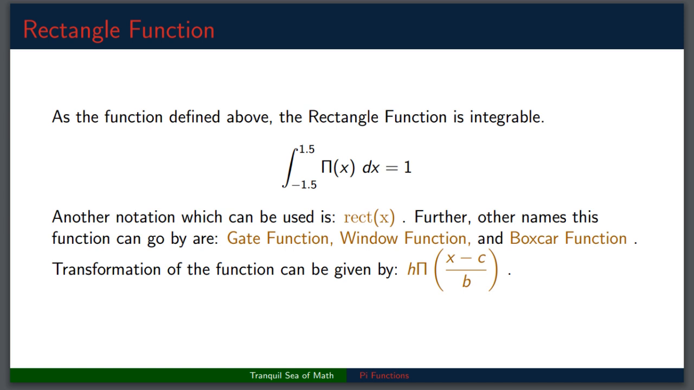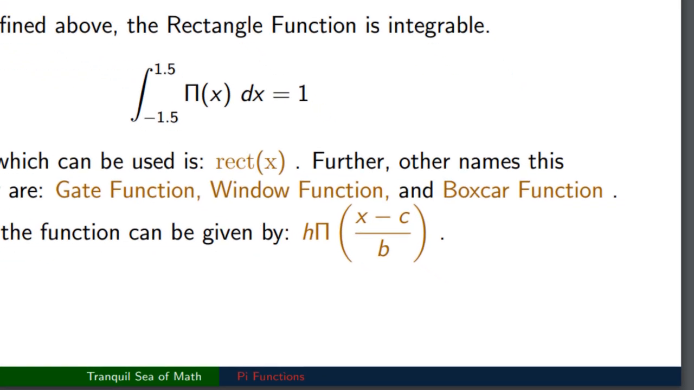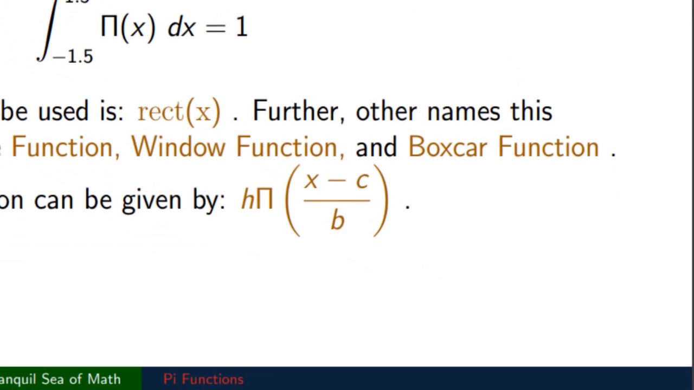There's another way that we can notate this function besides pi of x. We could have also called it rect of x. And then there's other names besides rectangle function that this could be known as. It could be the gate function, the window function, or the boxcar function. The gate function could be in the context of if we are doing a certain procedure where we are trying to gate a function.